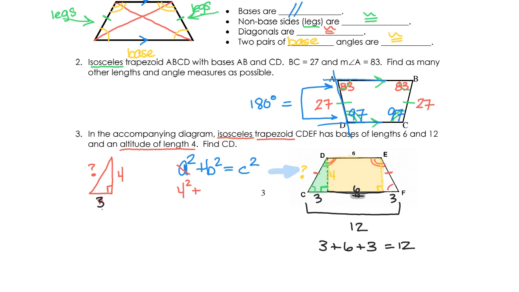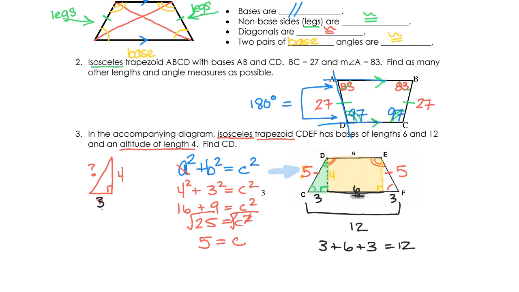And so we're going to finish our Pythagorean theorem off with 4 squared plus 3 squared equals the hypotenuse squared. Okay, this is 16 plus 9 equals c squared. 25 equals c squared. Take the square root. The square root and the square cancel each other out, leaving you with c. And the square root of 25 is a nice old 5. And now we have figured out that CD is 5, which also means that EF is 5.